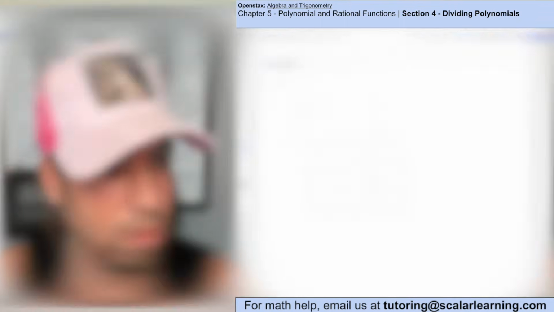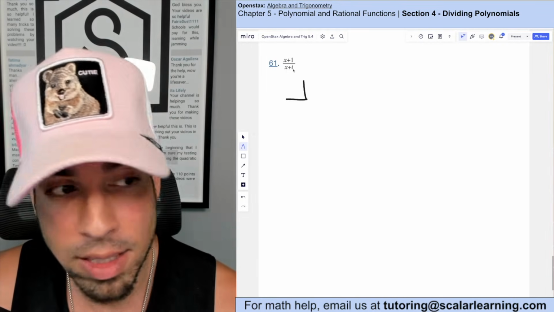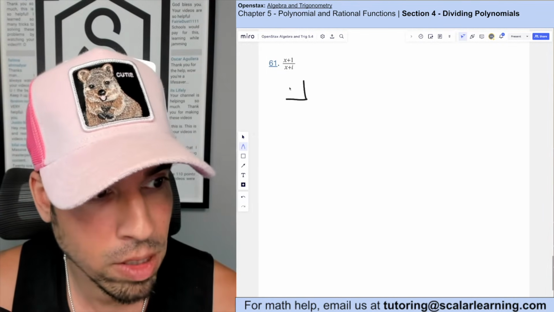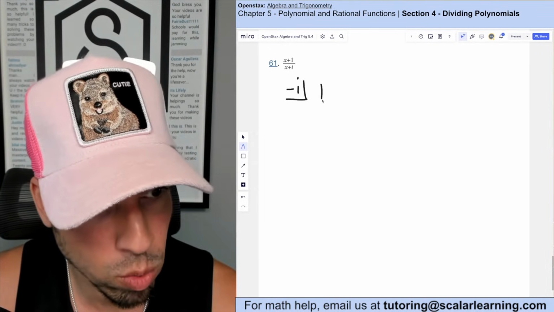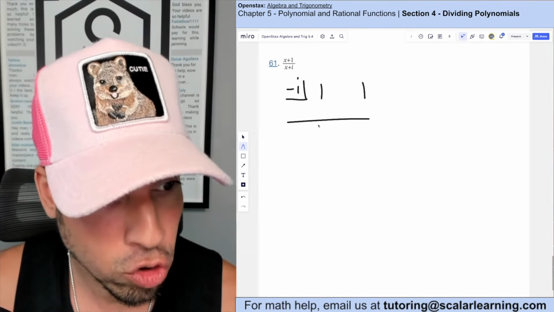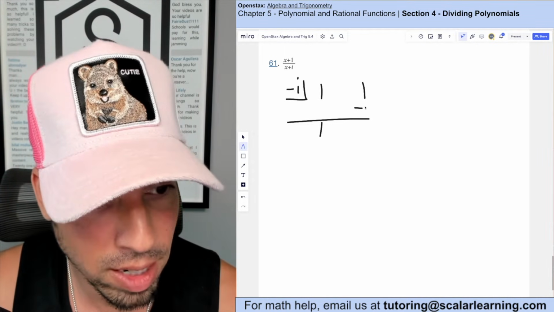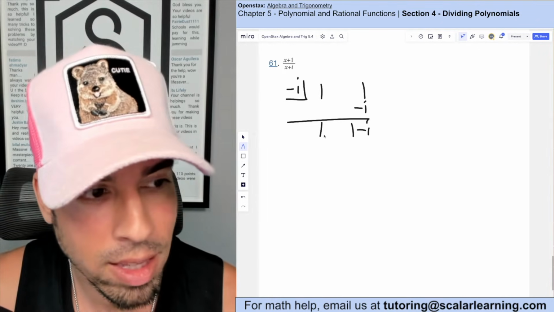Boom, done. For this one, we're going to take the opposite of the denominator, that value, this i in this case, that's being added to x. So the opposite of i is -i, and then the coefficients of x and 1 up top. So that's 1x and 1, and then we carry out our typical synthetic division. Drop the 1. 1 times -i is -i. 1 plus -i is just 1 minus i. And then we convert it.